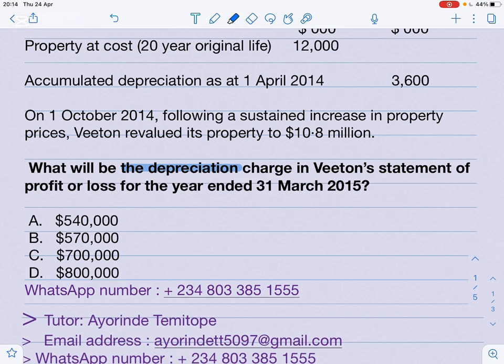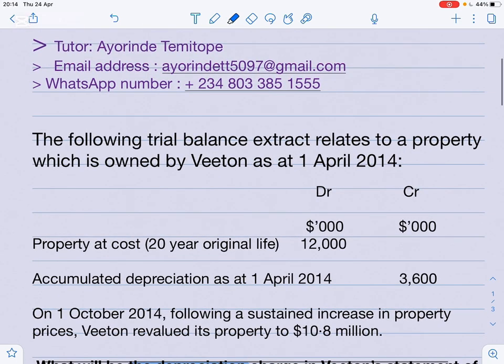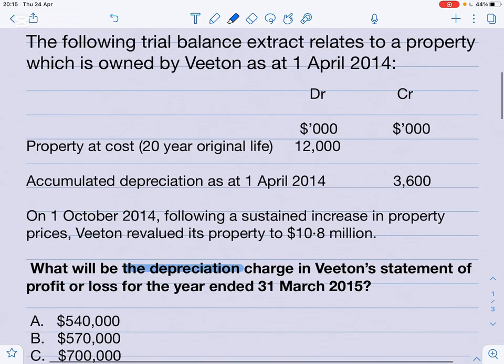Let's return to the question. So we have the question here. It says the following trial balance extract relates to a property which is owned by Vinton as at 1st April 2014. So we have on the debit side, property at cost, 20-year original life, $12 million. And then on the credit side, we have accumulated depreciation as at 1st April 2014, which is $3.6 million.